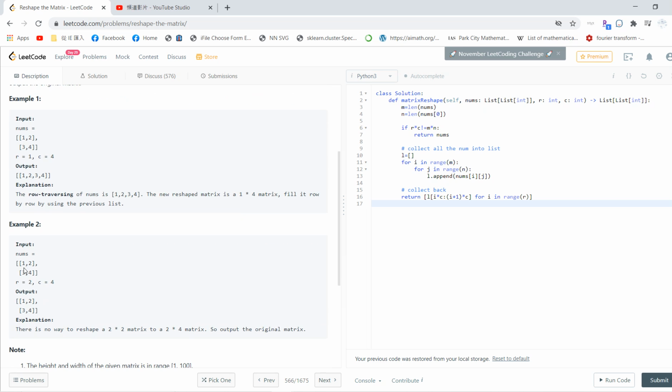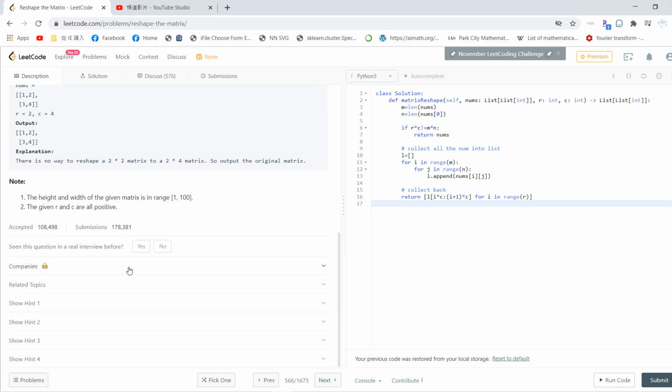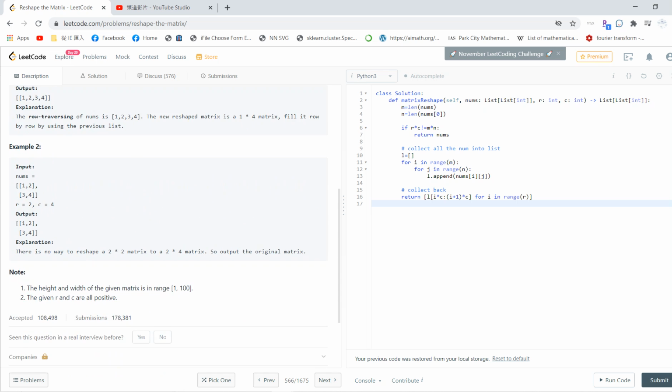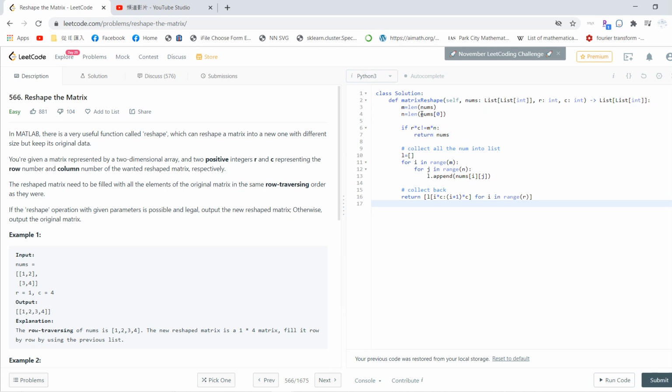And this is 2 by 2, right? And this is 2 by 4, right? So 2 by 2 cannot be changed to 2 by 4. If you cannot do this, then you just output the original matrix. And we are not allowed to use NumPy, so there's no way to do this with it.